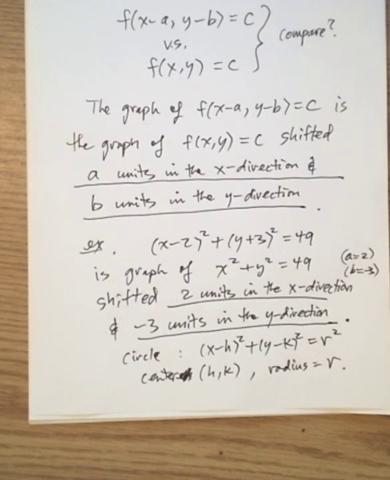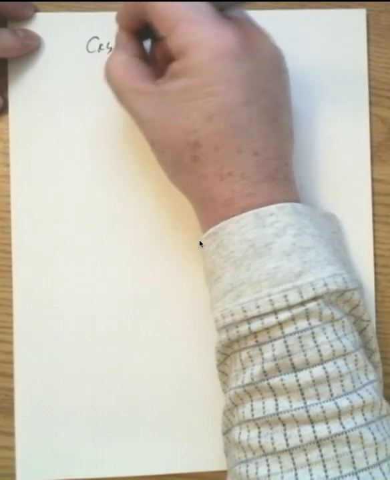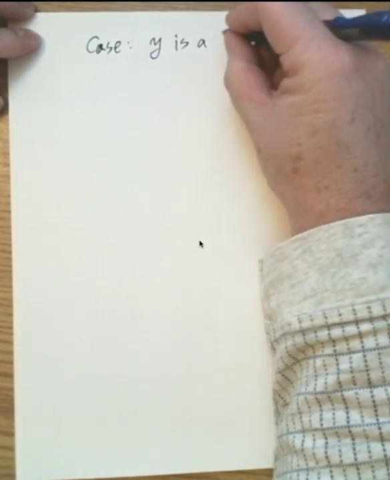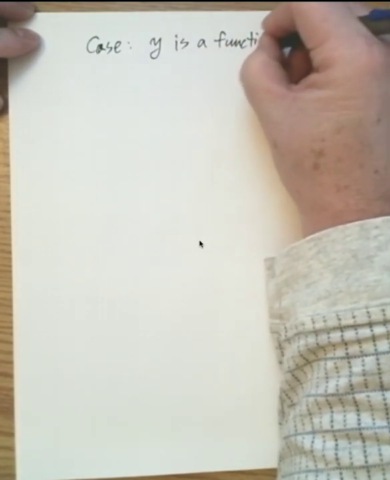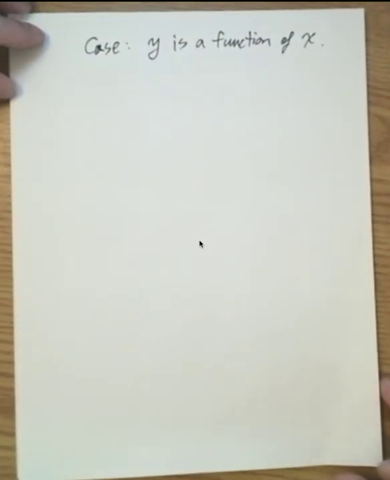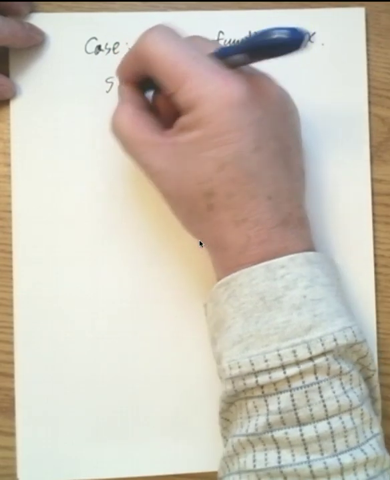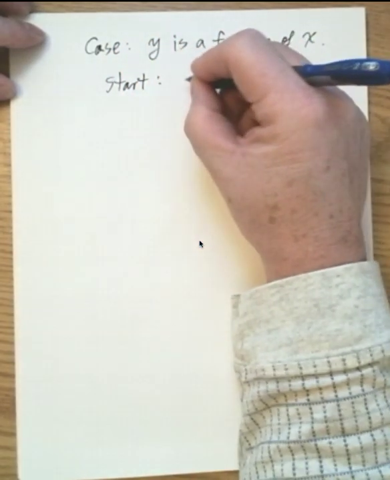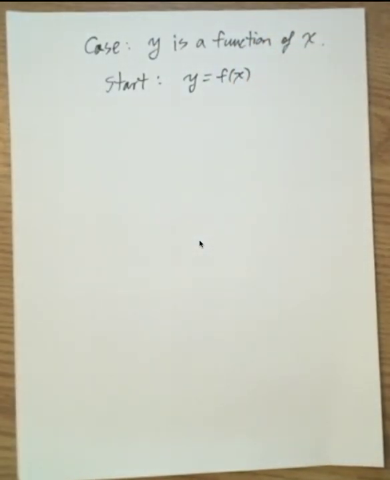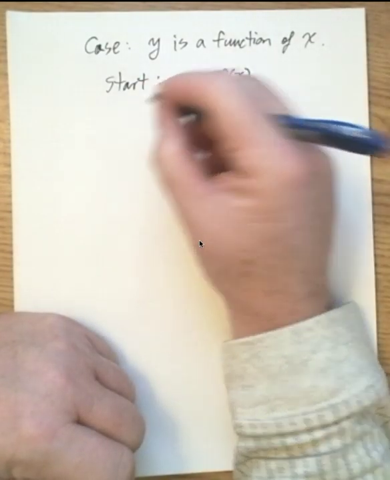Okay, let's consider what is really a specific case of the previous one, the case where y is a function of x. Okay? All right. So let's say we're going to start here. This is our original function, our original graph. Okay? All right? Now, suppose I do this.